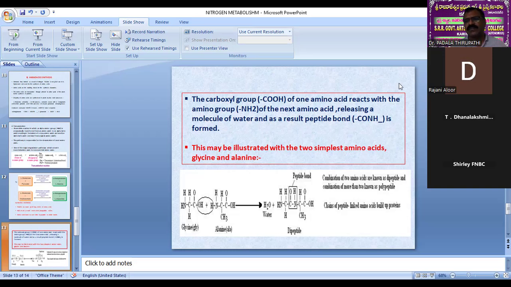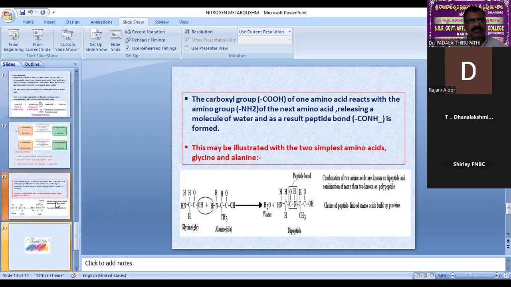I hope you know some of the different amino acids: methionine, glutamine, valine, leucine, isoleucine, glycine. These amino acids are illustrated here. This is glycine and this is alanine. Both amino acids interact, a water molecule is released, and a dipeptide bond is produced. Madam, is there any problem? No, sir.